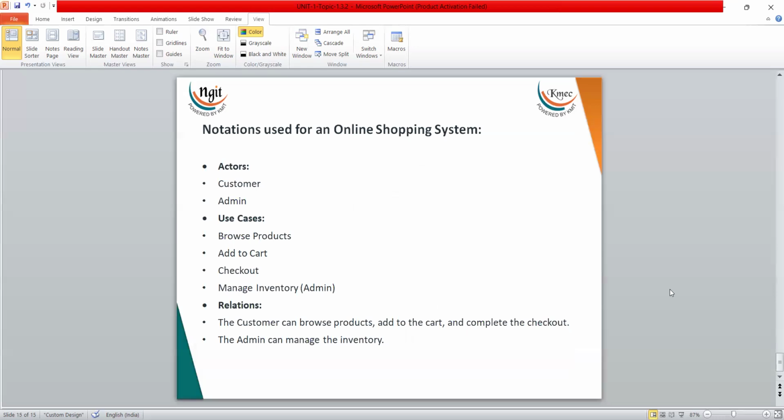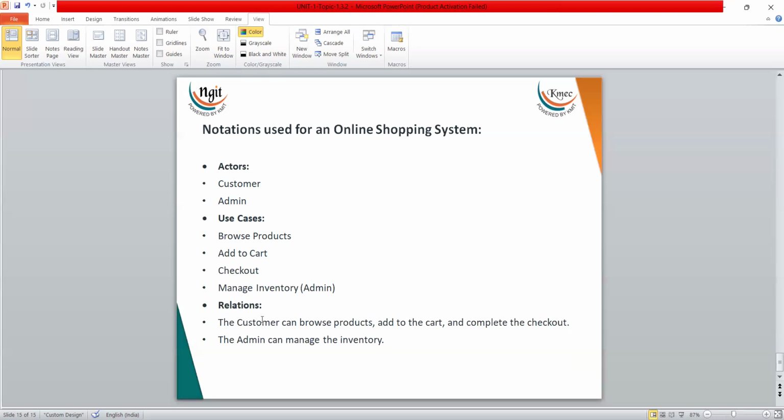So what are the notations involved in the online shopping system? One is actors. Under the actors, we have customers and admin. The customer may have the high priority and the admin may have the low priority. Again, that depends on the developer. The developer can give higher or lower priority to these actors. The second one is the use cases: browse products, add to the cart, checkout, and manage the inventory, which is for the admin. All these come under the use cases, which are inside the system boundary.